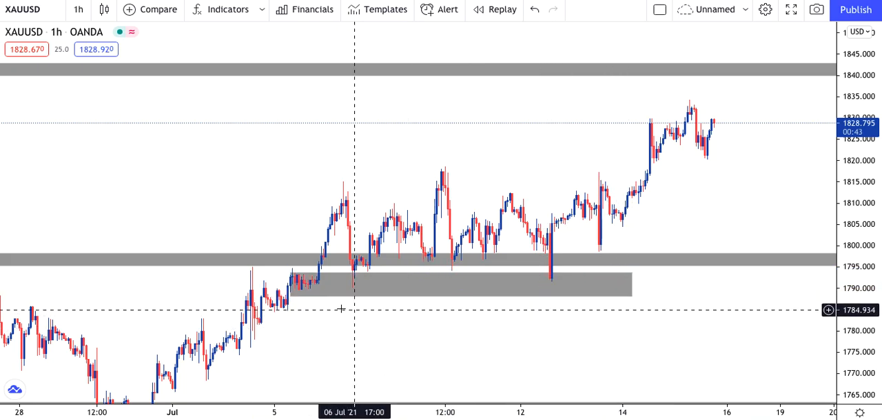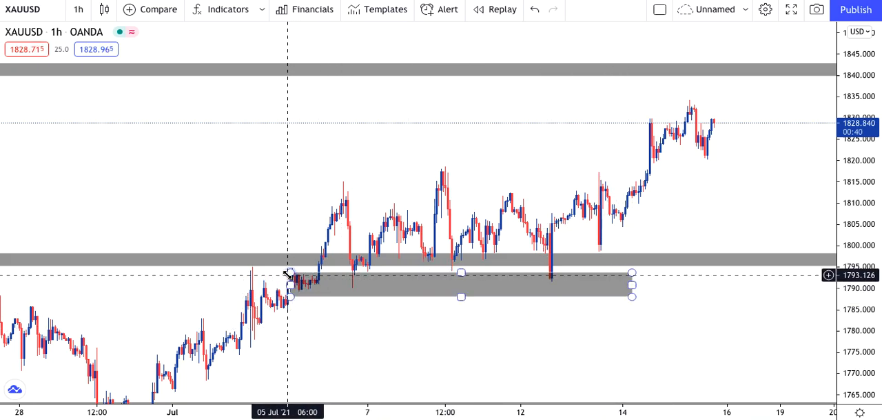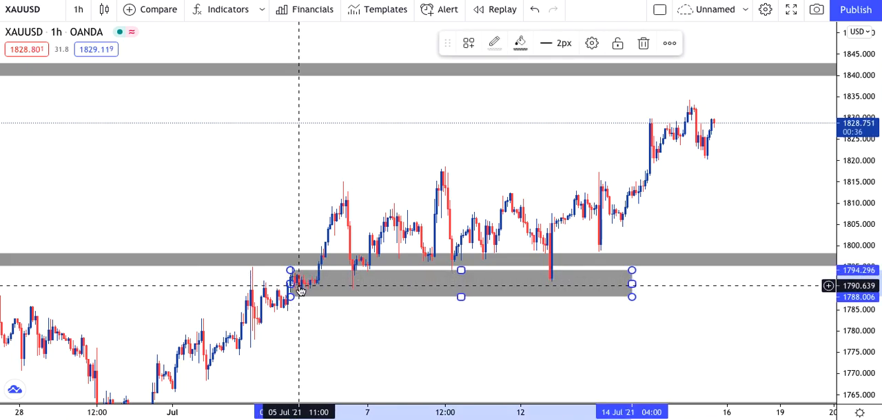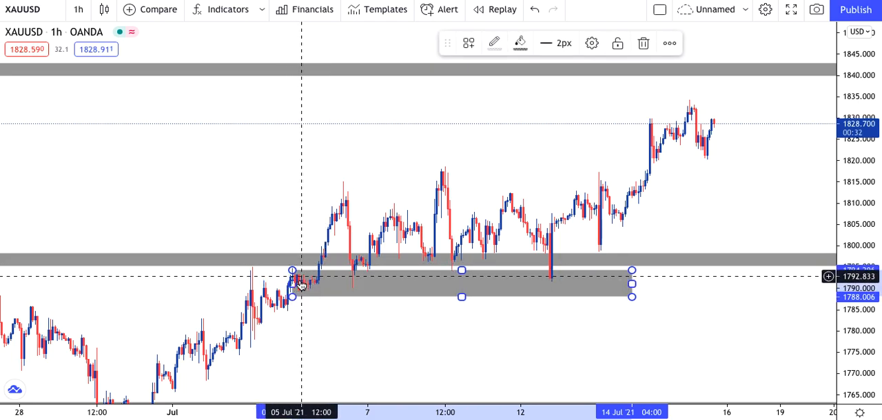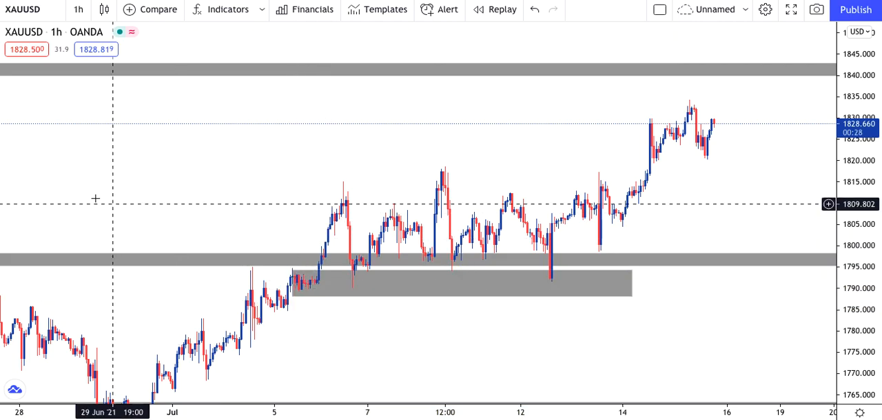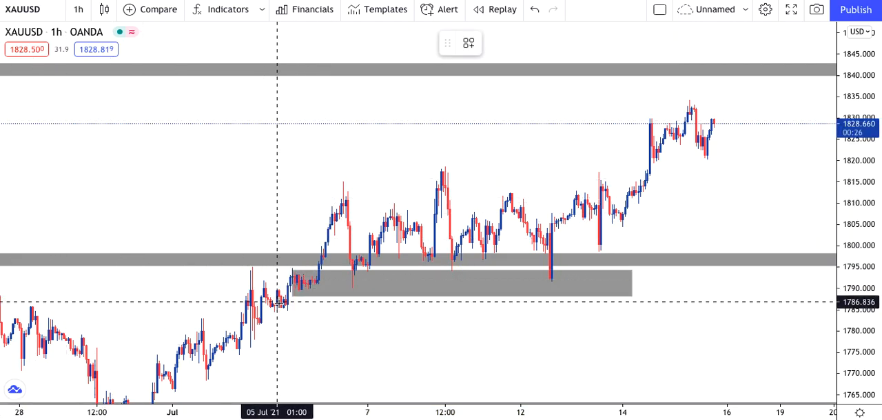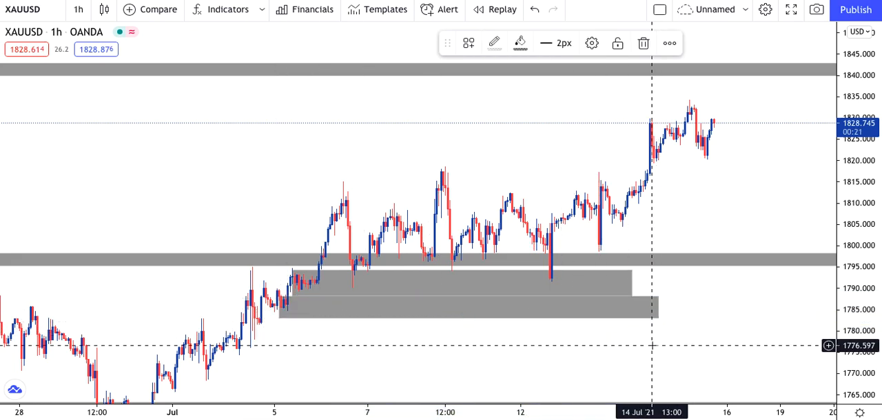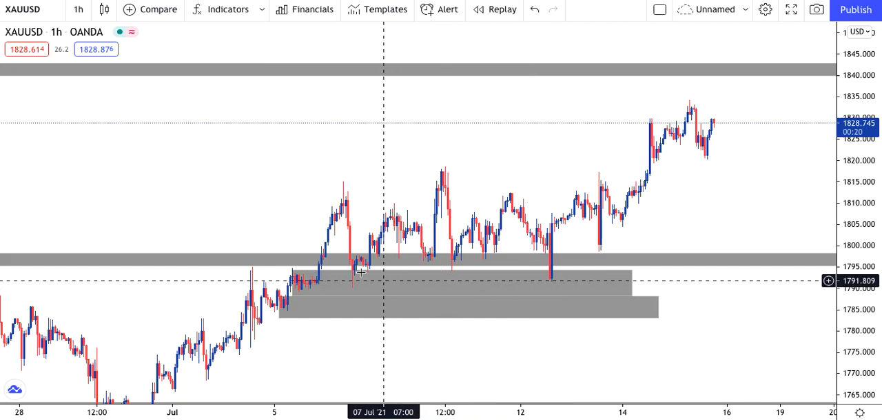A demand area is, let's say, the last bearish candle before price pushes up. We can call that a demand area. As you can see over here, there's a last red candle before price finally pushed up. So there are multiple areas you can actually call demand.